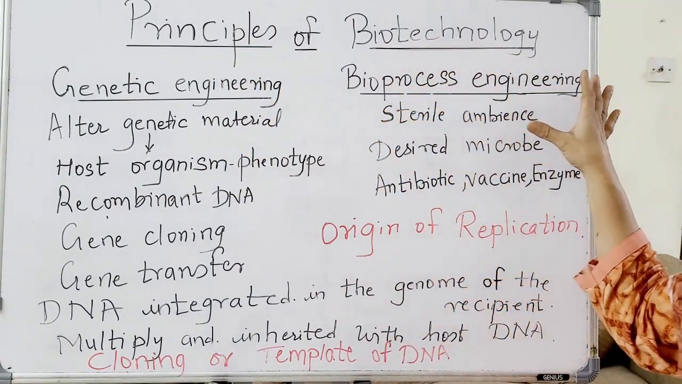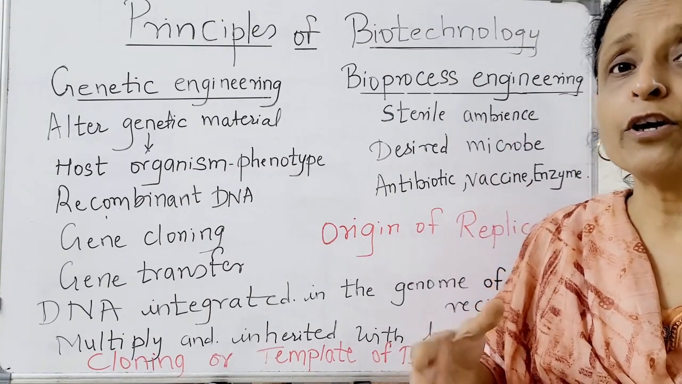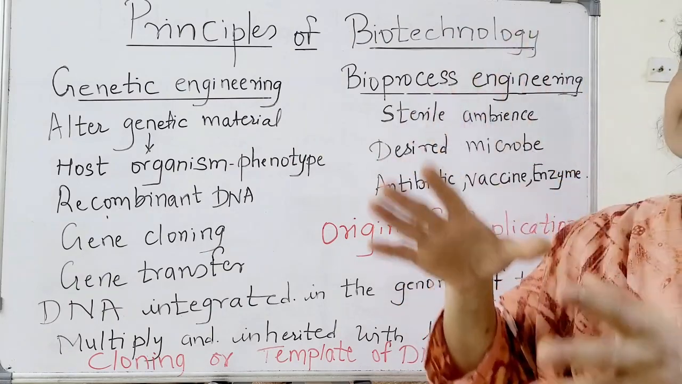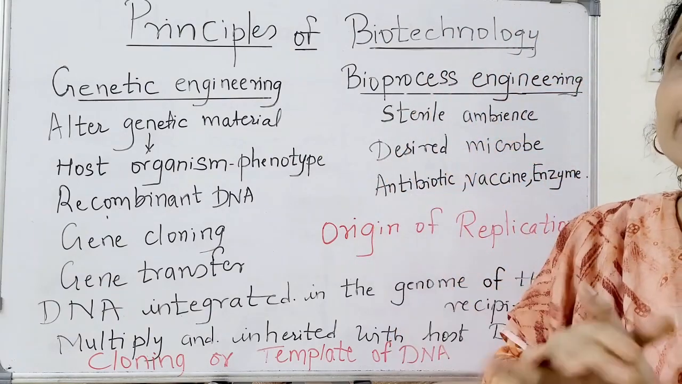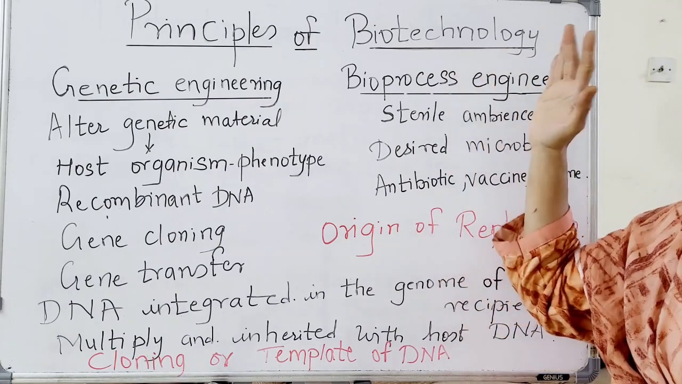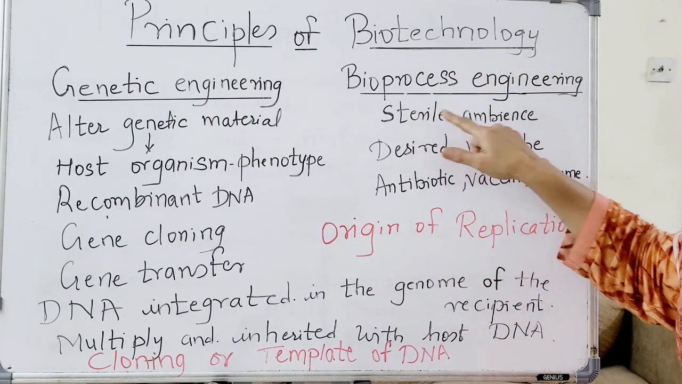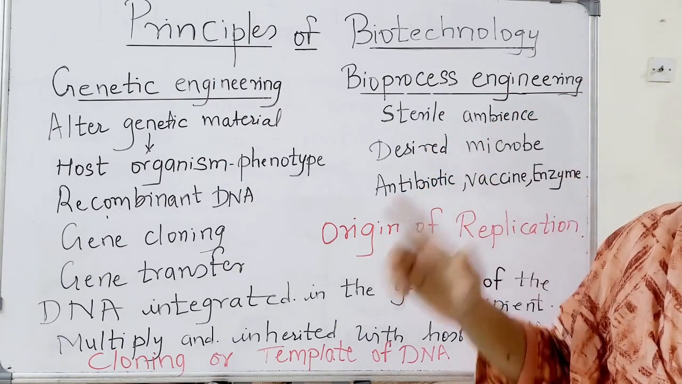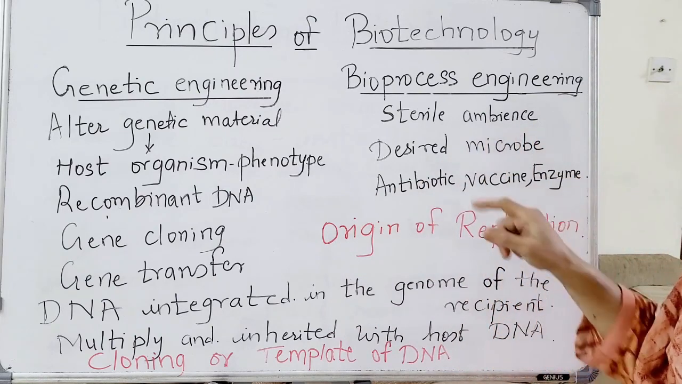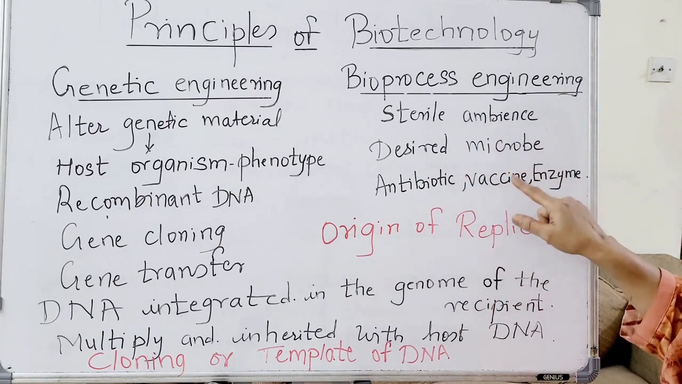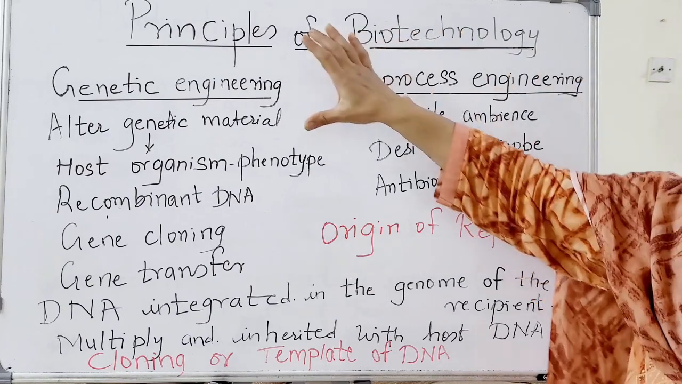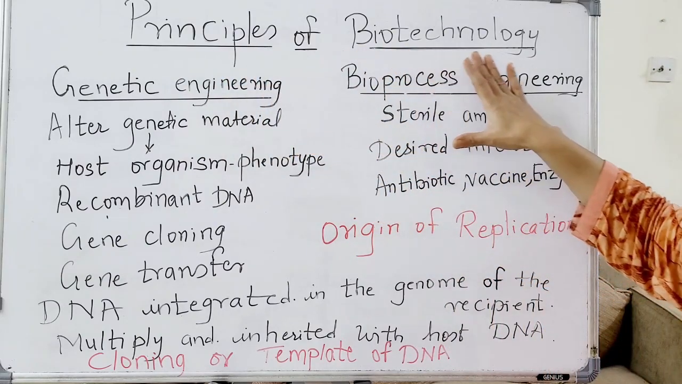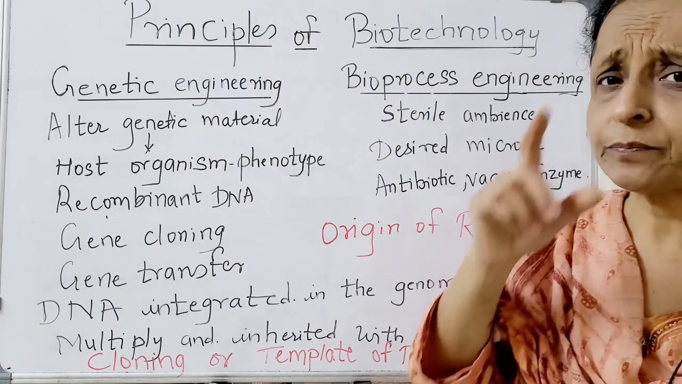Now, bioprocess engineering is very important because whatever you have created has to be multiplied without undesirable microorganisms growing. So, you have to maintain sterile conditions. A sterile ambience is a must. Desired microbes or desired cells have to be grown in the lab, whether you want them for antibiotic, vaccine, or enzyme. So, the principles of biotechnology are based on genetic engineering and bioprocess engineering.